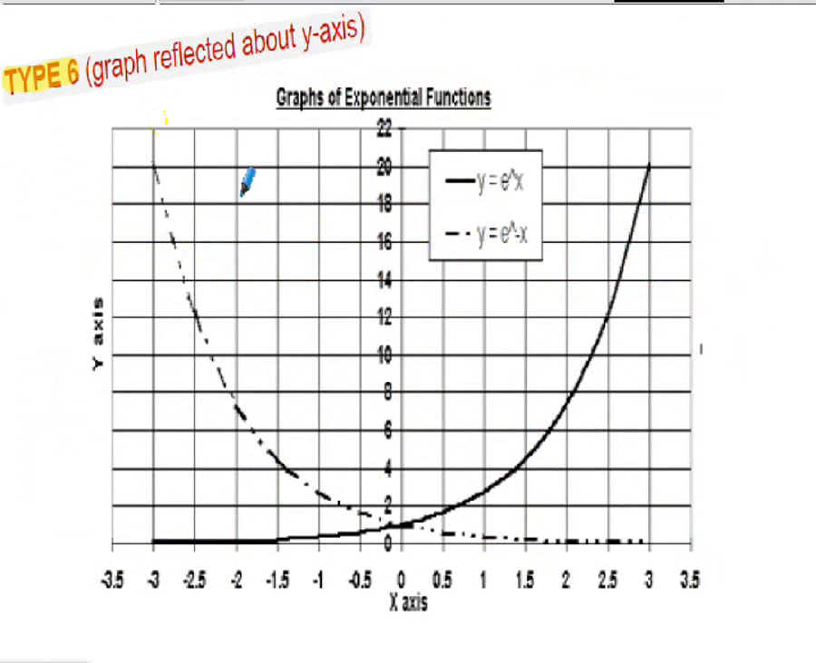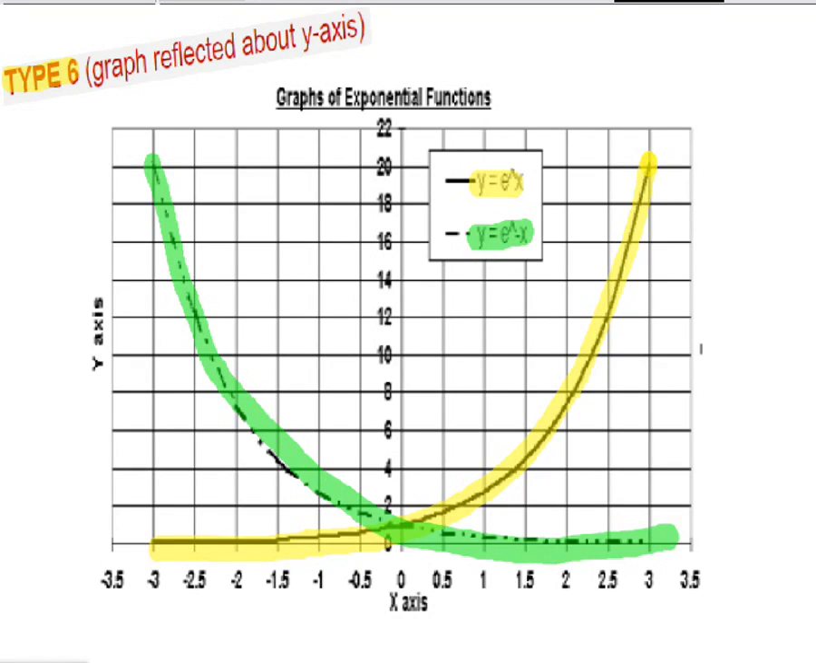Type 6 transformation continued here. Here's the curve y is equal to e to the positive x. That would plot like this. And if we consider the y is equal to e to the negative x curve, that would plot like this. And again, we can see it's a mirror image about the y-axis.